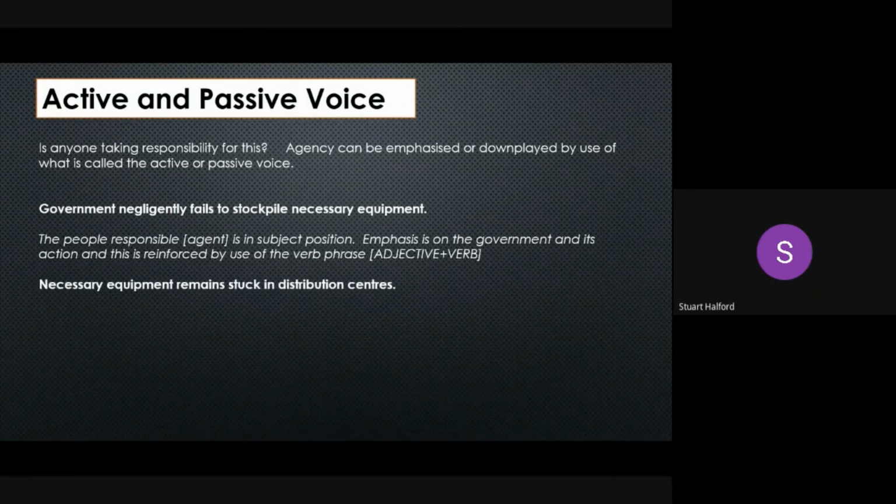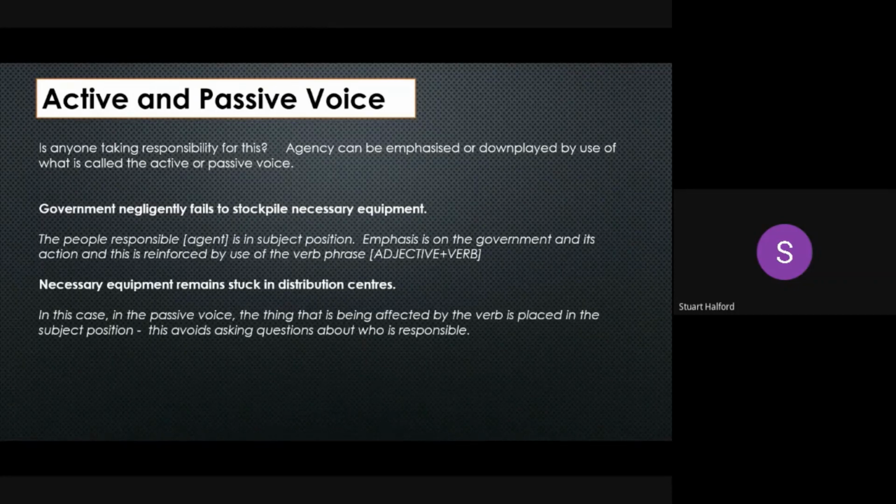In this example, which is in passive, necessary equipment remains stuck in distribution centres. The thing that's being affected by the verb, the thing that's being stuck, is placed in the subject position. The necessary equipment is stuck, and it avoids answering the question about who is responsible, or it doesn't attribute blame. So quite often, if you listen to politicians' answers, they will talk in the passive voice about actions that have been taken. They won't say, we made mistakes. They will say, mistakes have been made.